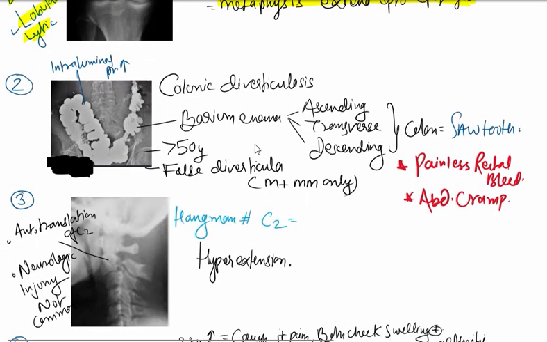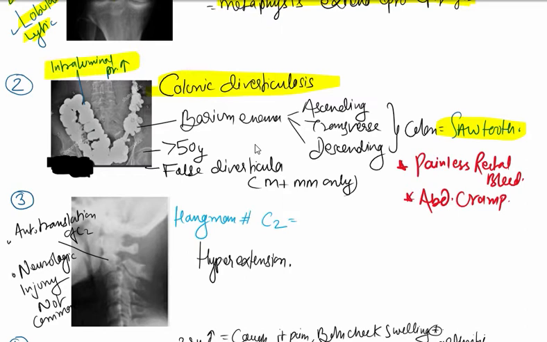Next image is a barium enema. It is showing a sawtooth appearance of the ascending, transverse and descending colons. Okay, so this is colonic diverticulosis. Here intraluminal pressure is too high.